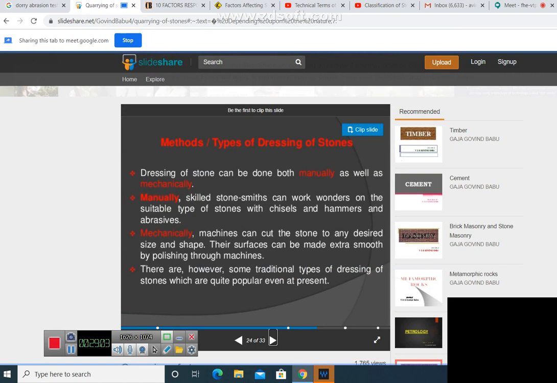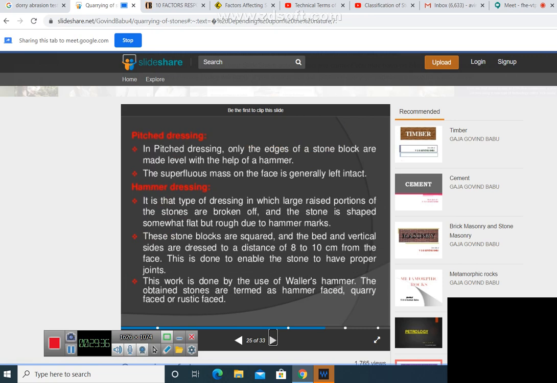Dressing of stone can be done in both manual method or mechanical method. Manually means you will be having skilled laborers who can use chisel and hammer, and the required dressing will be done. In some cases you will be using machines. If you are using a machine to cut the stone to the desired size and shape, then you call it mechanical dressing. So, there are basically two types of dressing: manual method of dressing and mechanical method of dressing.